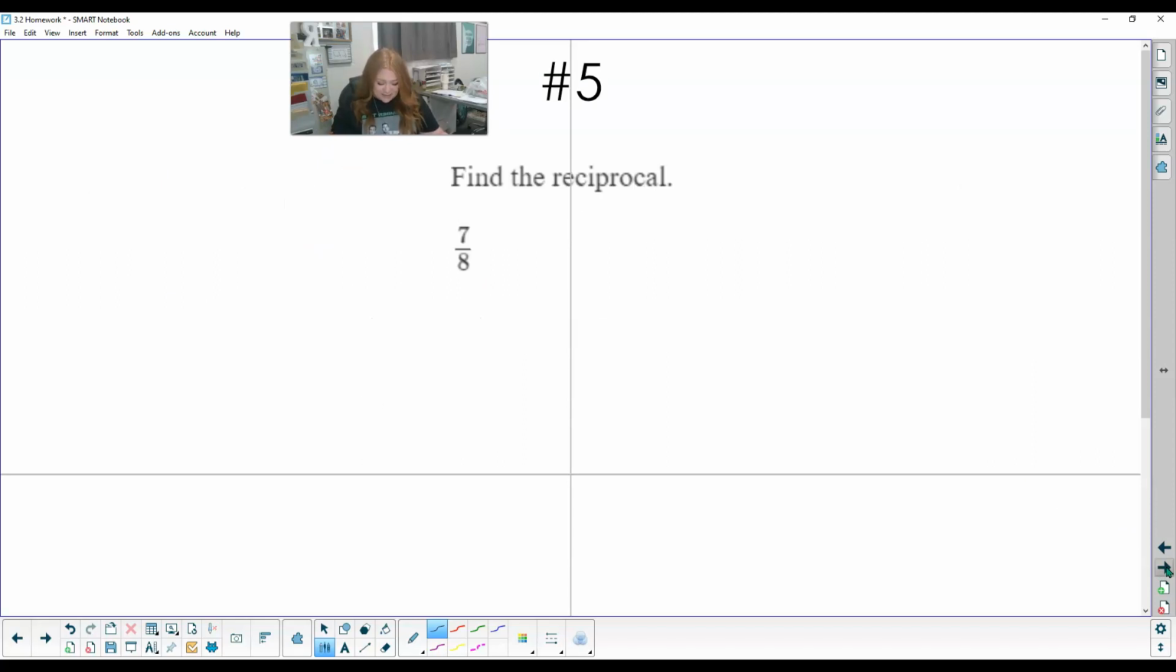Hey, number 5 asks us to find the reciprocal. So remember, the reciprocal means that we're just doing the opposite. So 8/7. A reciprocal, when we multiply, gives us 1. So look, 8 times 7 is 56. 8 times 7 is 56. 56 divided by 56 is 1. So the reciprocal of 7/8 is 8/7.